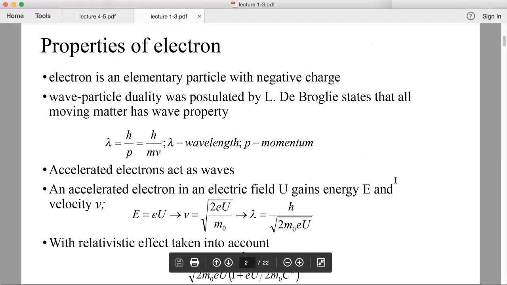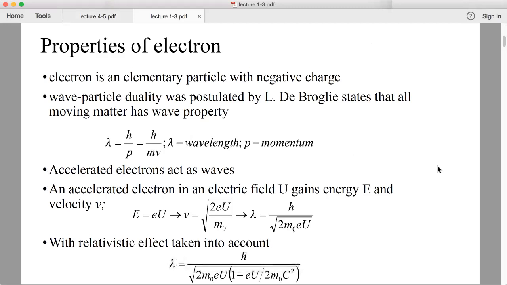So what is an electron? Let's see. We consider the electron an elementary particle with negative charge. And we also know that people talk about wave-particle duality, which was postulated by de Broglie, and that says all moving matter has wave properties, and that is given by this famous equation, lambda equals h over p.